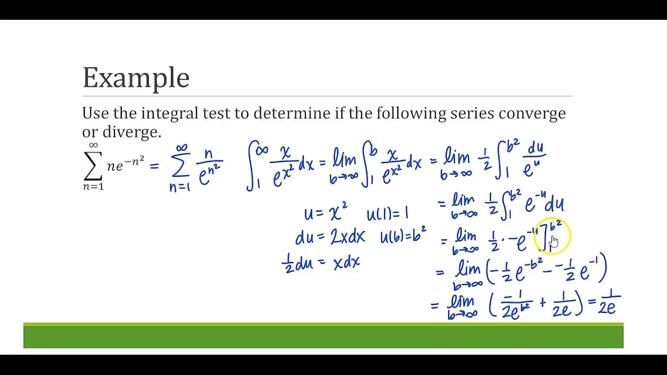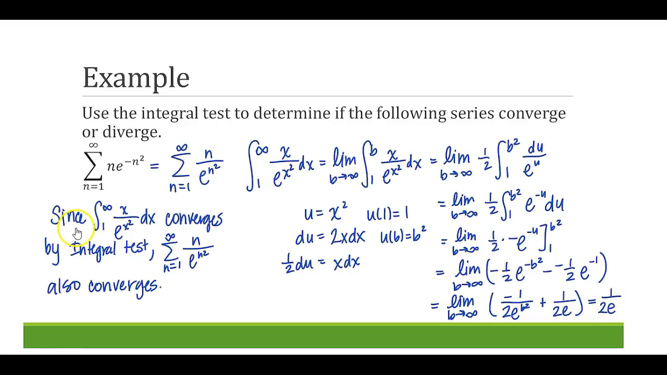So what does this tell us? Well, since the improper integral converged to 1 over 2e, we know that our infinite series converges. Now, we don't know that it converges to 1 over 2e, we just know that it converges. So we'd write, since the integral from 1 to infinity of x over e to the x squared dx converges, by the integral test, the series n equals 1 to infinity of n over e to the n squared also converges.